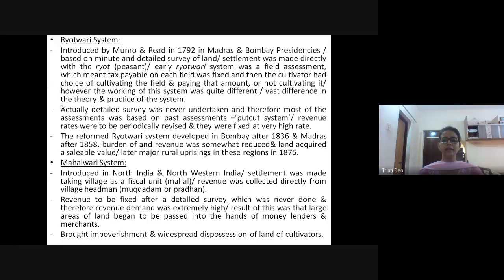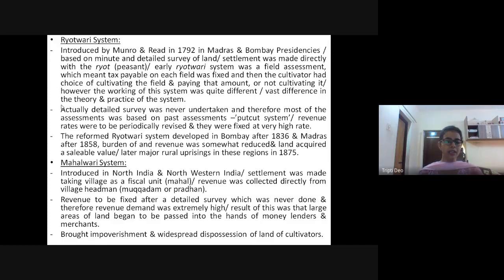The early Rayatwari system was a field assessment, which meant tax payable on each field was fixed, and then the cultivator had the choice of cultivating the field and paying that amount or not cultivating it. However, the working of the system was quite different later on. Vast difference in the theory and practice of the system. So again, there's a lot that I want to discuss on Rayatwari system.